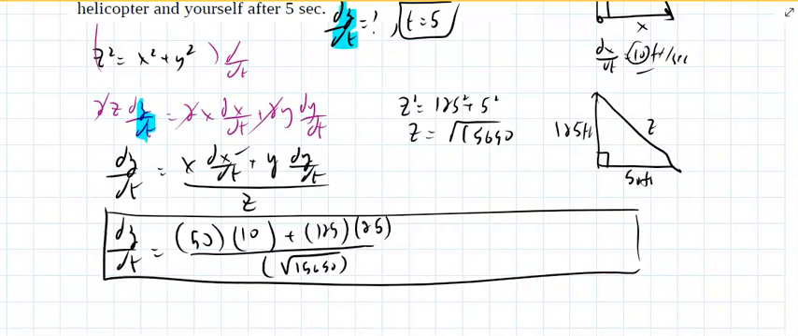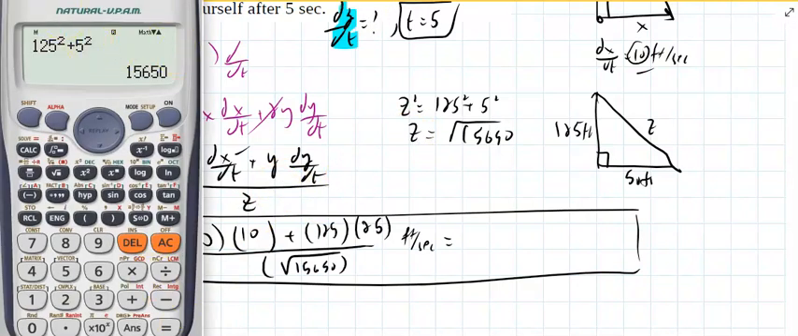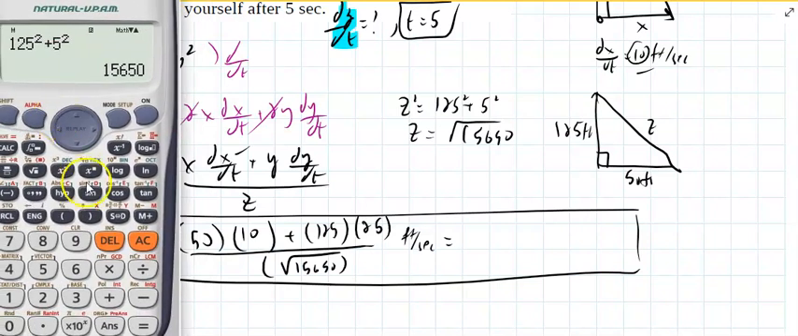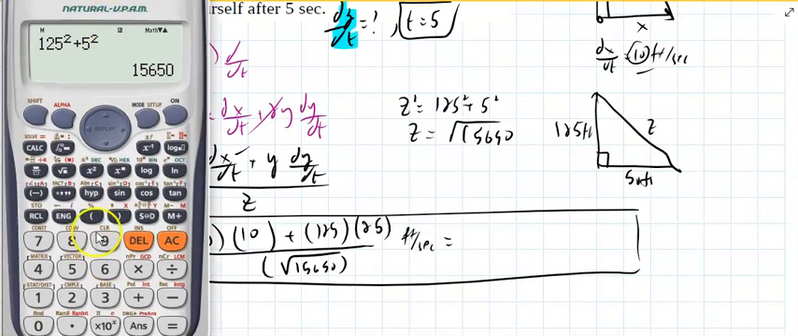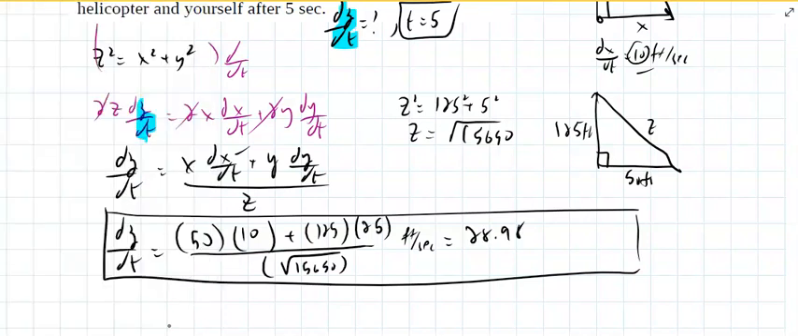You just have to give me the units. Since everything is in feet per second, there you are. You could plug that in a calculator. And you notice we have 50 times 10 plus 125 times 25, divided by, and I just hit answer because that's the last calculation I did, and it's 28.98 feet every 1 second. And there it is.